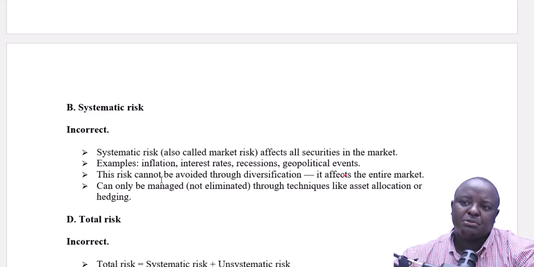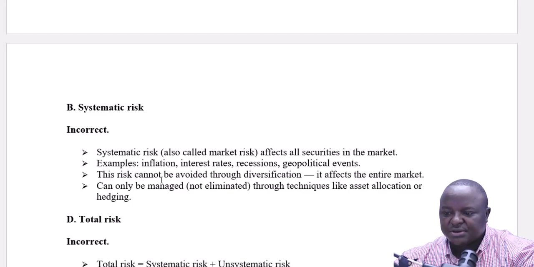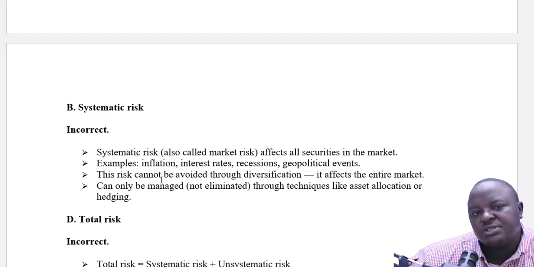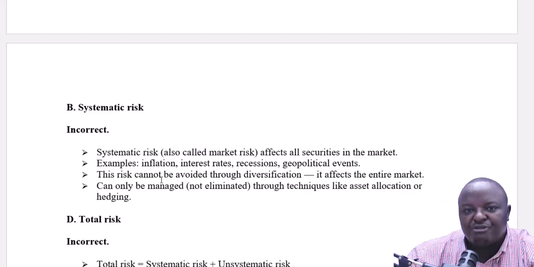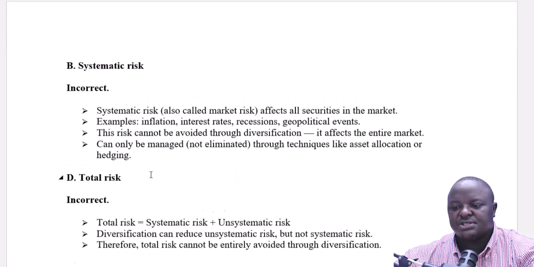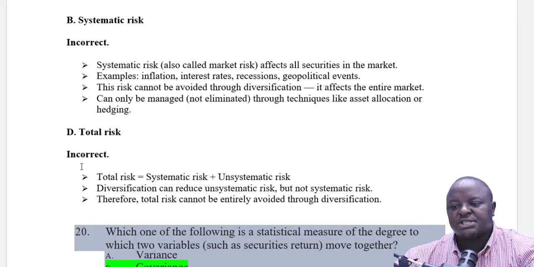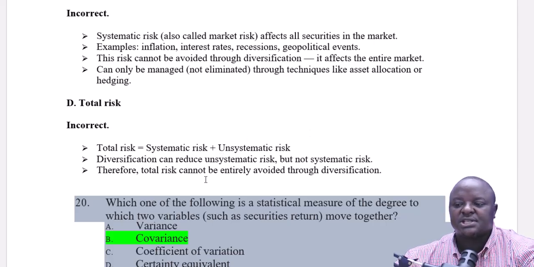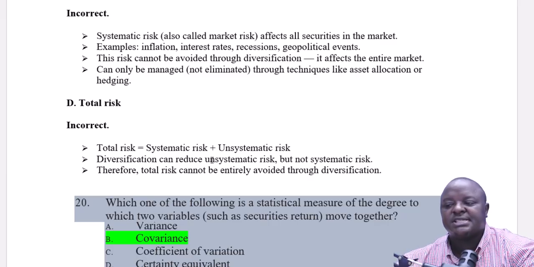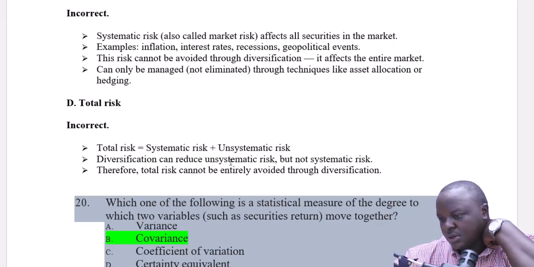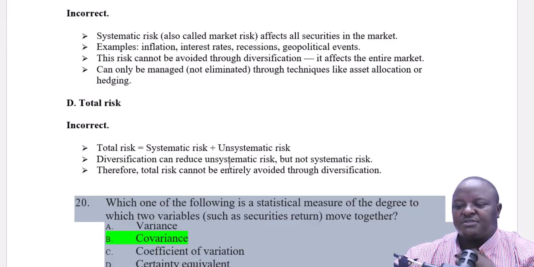So whether you are in all those industries, when these risks happen, all those industries are affected. For example, if you are in all those industries and then a pandemic like COVID-19 comes, it affects all the industries. And total risk is incorrect because total risk equals systematic risk plus unsystematic risk. So diversification can reduce unsystematic risk, but not systematic risk. Therefore, total risk cannot be entirely avoided through diversification.